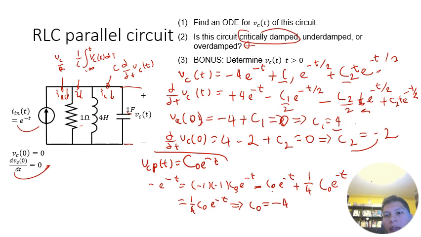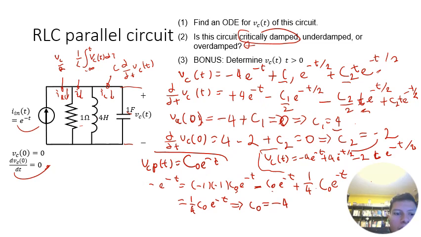Okay, so now we found all of the values, so now we're going to get that V_C of t is equal to negative 4 e to the negative t plus 4 e to the negative t over 2 minus 2 t e to the negative t over 2. That's it. That's the total solution to our circuit.